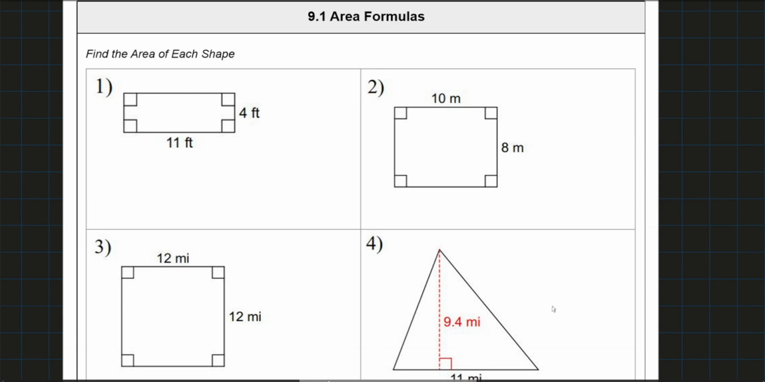Hello everybody, let's try and find some areas, shall we? Again, it's going to be coming down to knowing the formulas, so let's just take a really quick 1 minute and write all the formulas down.